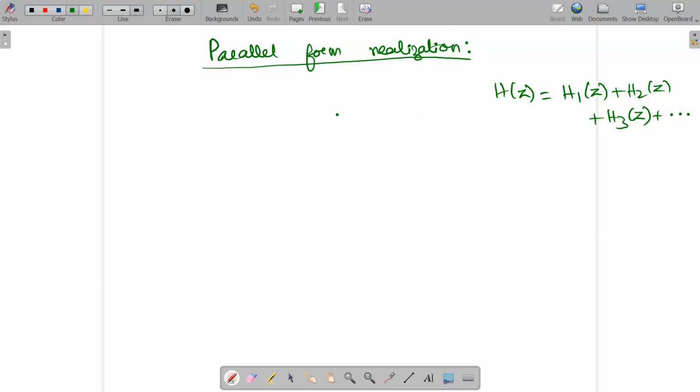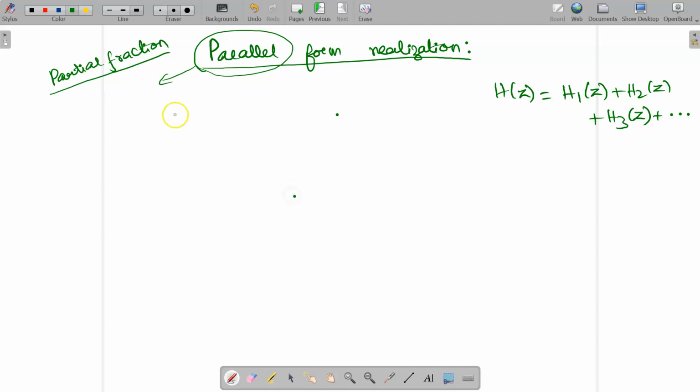So previously, cascaded form means multiplication of subtransfer functions. Parallel form means addition of subtransfer functions. So for parallel form, since we are going to convert the given transfer function into an addition of subtransfer functions, we have to always apply the partial fraction method. So in simple terms, you can remember P for parallel, P for partial fraction. Okay. So whenever you have parallel form realization, by default you have to apply the partial fraction.